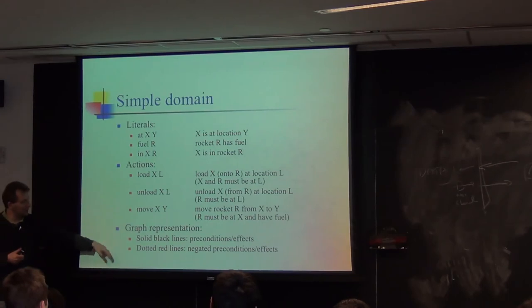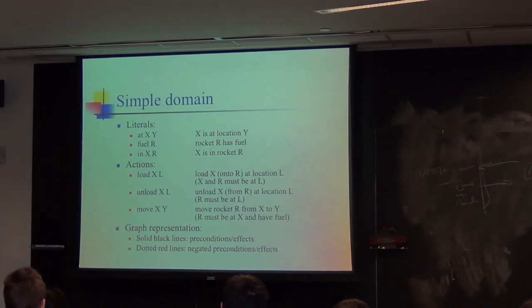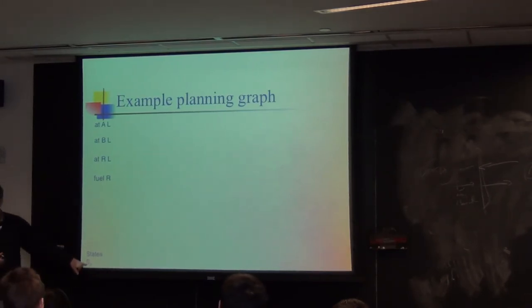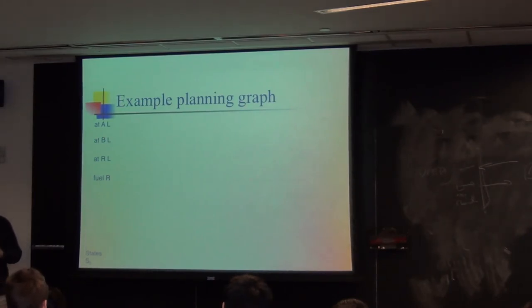And so in the graph representation I'm about to show you, the solid black lines are the preconditions and effects. The dotted red lines are the negated preconditions and effects. Okay, and we'll see what that means. All right, so let's start off. Here we are, S of 0. We're creating this planning graph, this basic data structure. And we have A at L, B at L, the rocket at L, and there's fuel in the rocket.